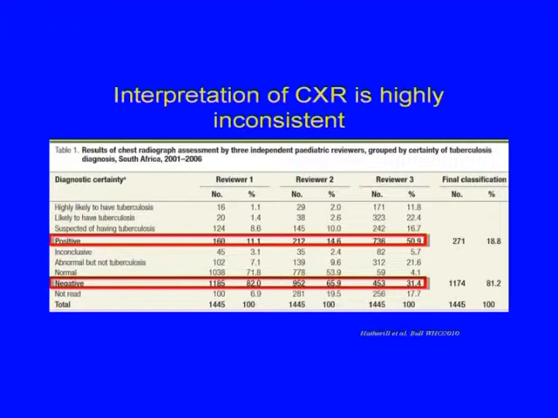14% by reviewer 2, almost 51% by reviewer 3. And when they were asked to say whether x-rays did not indicate TB, so they were inconclusive, abnormal but not TB, or normal, again, 82% of x-rays were considered negative by this reviewer, 66% by this reviewer, and 31% by this reviewer. Wide variability. I'm not sure that x-ray gives us the answer.